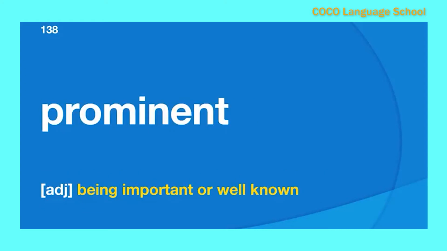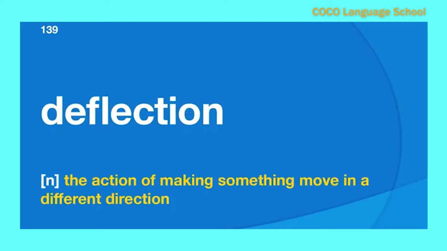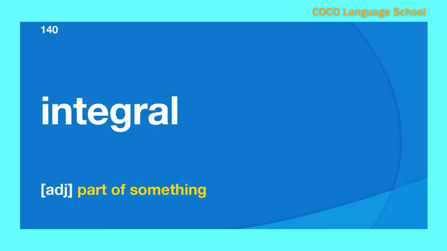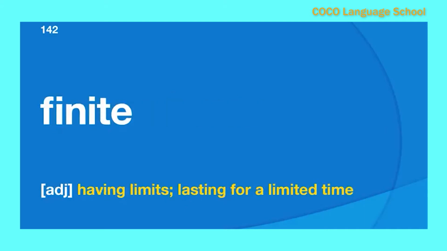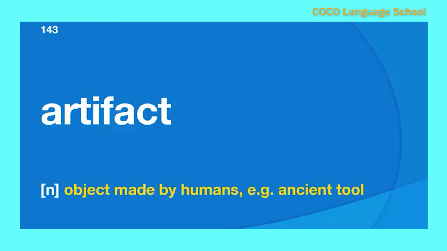Being important or well known. Prominent. The action of making something move in a different direction. Deflection. Part of something. Integral. About, not exact but close. Approximate. Having limits, lasting for a limited time. Finite. Object made by humans, for example an ancient tool. Artifact.